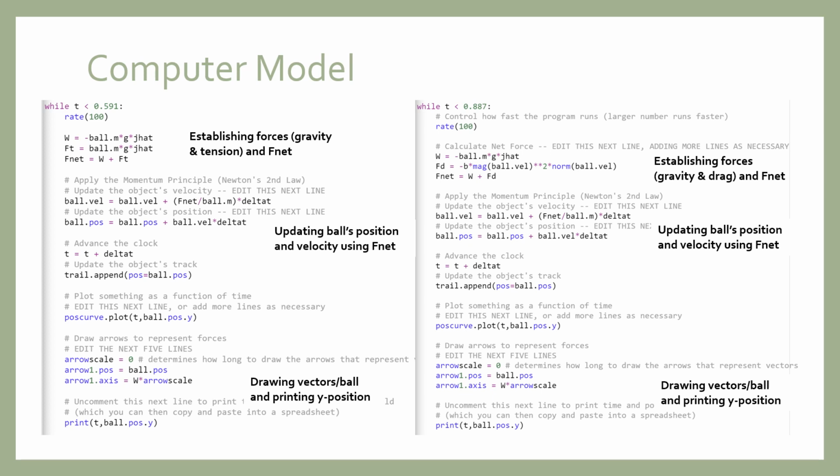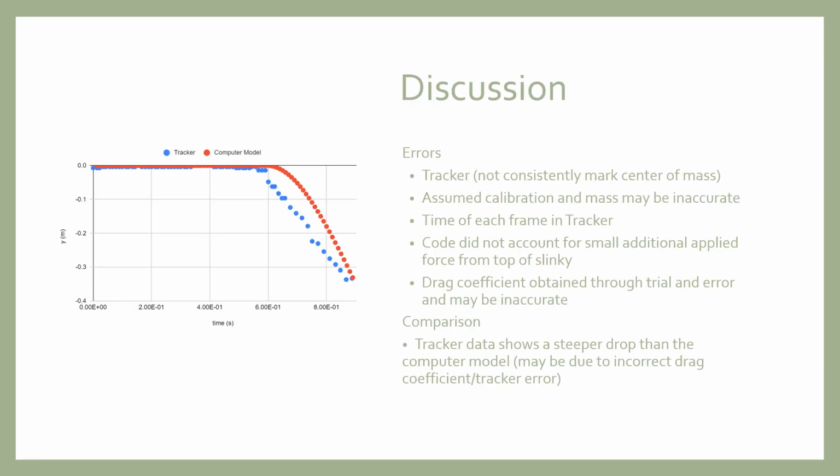I repeat the process of calculating Fnet and then using the position and velocity update formulas to find the new position for the time after the top of the slinky makes contact with the bottom, and this time I include drag force in the Fnet and disregard tension force. All of this combined gives the y position for the bottom of the slinky over time, which I can later plot against my tracker data. This is the graph produced when plotting the GlowScript code against the tracker data.